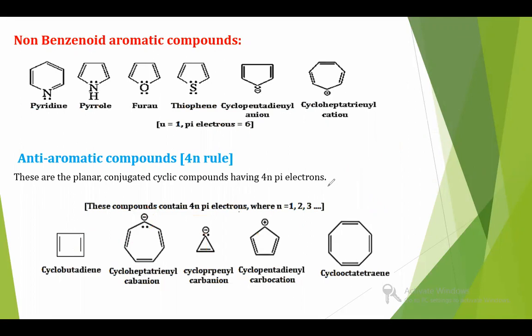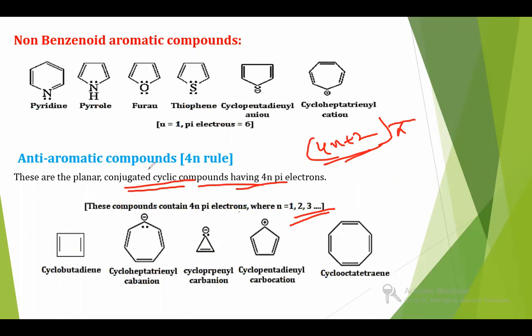These are the compounds, conjugated cyclic compounds, having alternate double bonds but not following Huckel's rule of 4n plus 2 pi electrons. These we call anti-aromatic compounds, and anti-aromatic compounds follow 4n pi electrons.